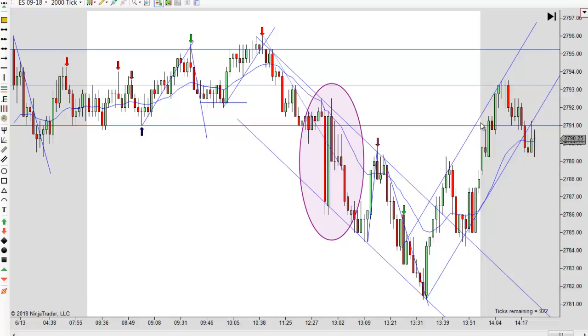And you can see here, even though it's right into the news hour, the price action still works. Look how the upper trend line holds, the lower trend line's holding. And that's where I ended up getting this upper trend line.